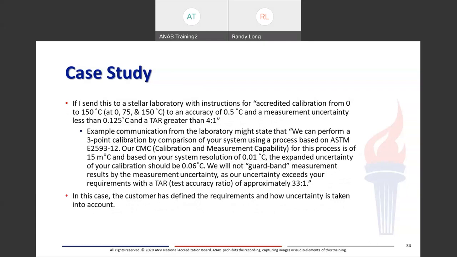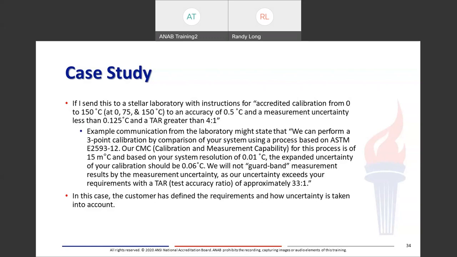If I send to Stellar Laboratories instructions for an accredited calibration from 0 to 150 at 0.75 and 150 to an accuracy of 0.5, and a measurement uncertainty of less than 0.125 and a test accuracy ratio greater than 4 to 1, the example communication from the laboratory might state that we can perform a 3-point calibration by comparison of your system using a process based on the same ASTM.